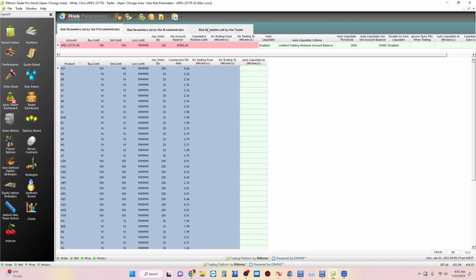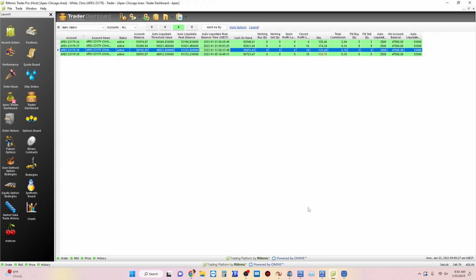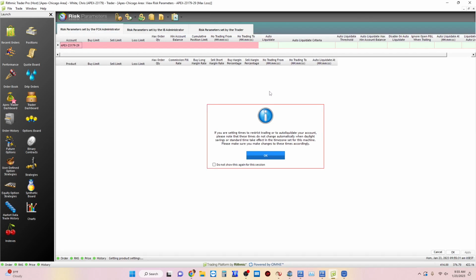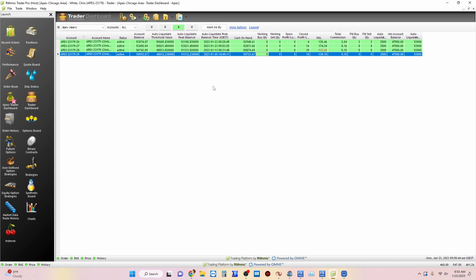So we would have to change the risk parameter set by trader, and we're going to disable it, and we're going to use it in the short. So we're going to try shorting too today. We'll see what happens. Risk parameter set by the trader, and we're going to disable, apply, okay. Alright, so now those are free. We can trade them now.